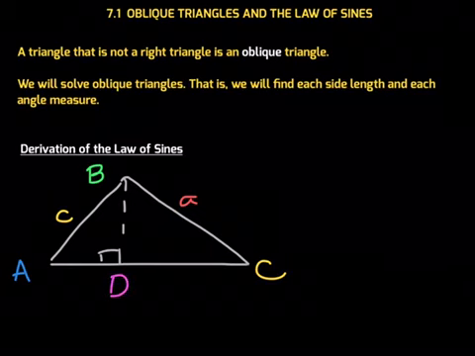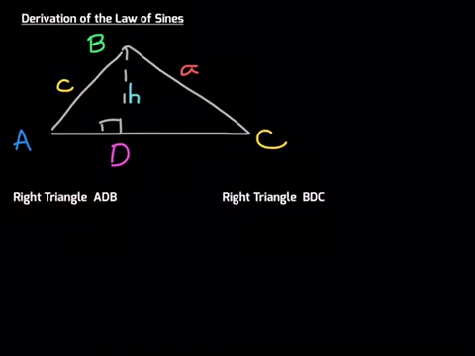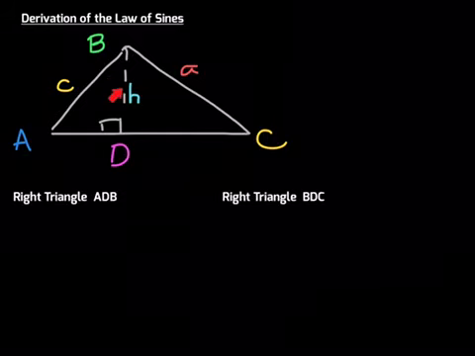One thing I forgot to mention in the very beginning, which I can still mention now, is that in earlier studies we talked about how side A is opposite angle A. Side B, which I didn't label here, is opposite angle B. And side C is opposite angle C. Notice that I labeled the height of this triangle H.